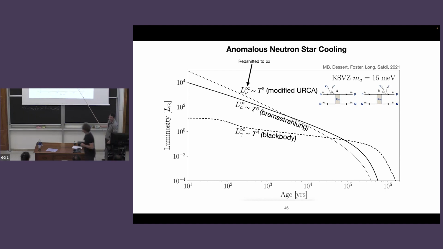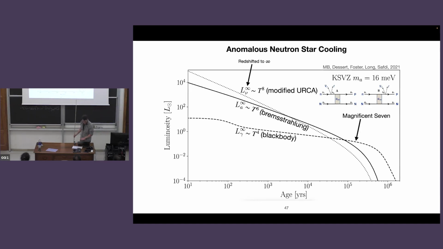At late times, a neutron star cools mostly through photons, which is just a normal blackbody spectrum that scales like T to the 4. And the axion normal Bremsstrahlung emission is T to the 6, so somewhere in between. And for an axion mass of around 16 MeV, it turns out that the main cooling mechanism for a neutron star that is a couple thousand years old, 10,000 years old, is actually through axions.